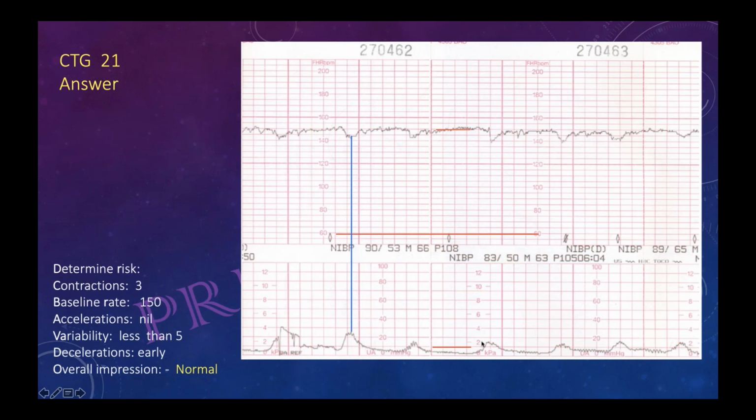Contractions are 3. Here is the baseline, 150. Acceleration not there. Early deceleration is there, though again it is not 15 beats. Not 15 beats, but these are early, mirror image. Variability is less than 5, but as the trace is less than 30 minutes, we cannot put it under any feature. So it is normal.